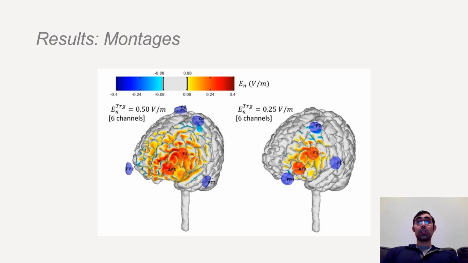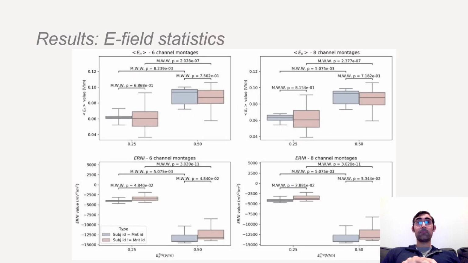This figure here shows the normal component of the electric field for one of the subjects for the 6-channel montage, and for a target electric field of 0.50 volts per meter on the left and 0.25 volts per meter on the right. Notice how in order to increase the electric field on target, the montage on the left places the cathodes further away from the anodes. This is a common strategy that the algorithm will employ to increase the average electric field on target when it can't increase the current due to the current being limited in this study.